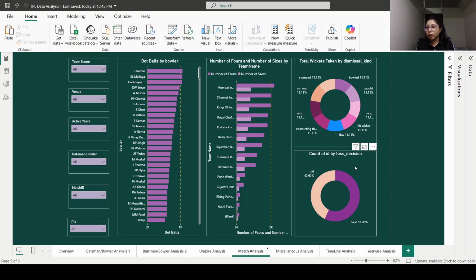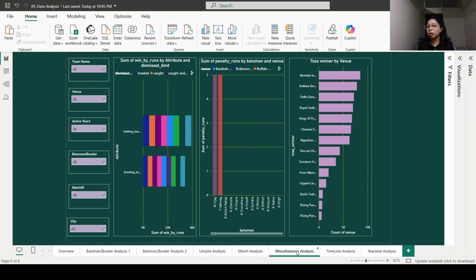Again, toss decision. We see the winner's toss decision was to field first. Does that have a correlation in winning? These are some insights that we can glean. We can think over whether the toss decision is going to affect the win by the particular team. Here also we can see that Mumbai Indians have been the highest in the toss.